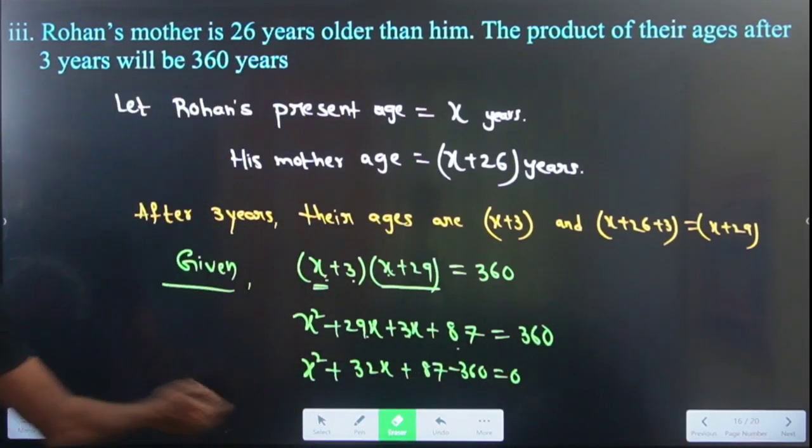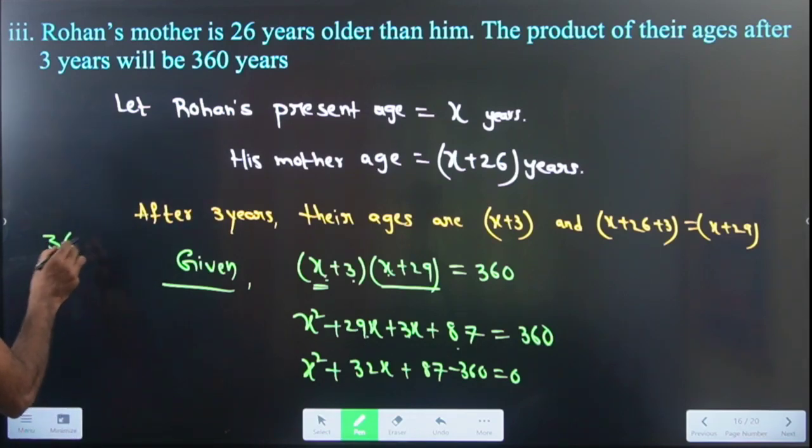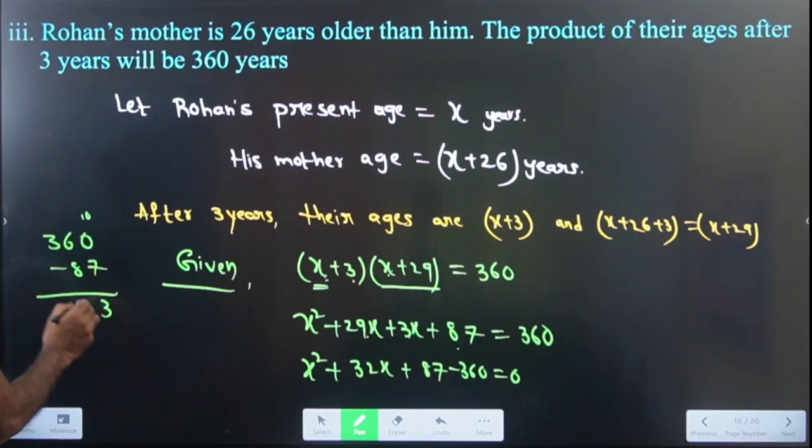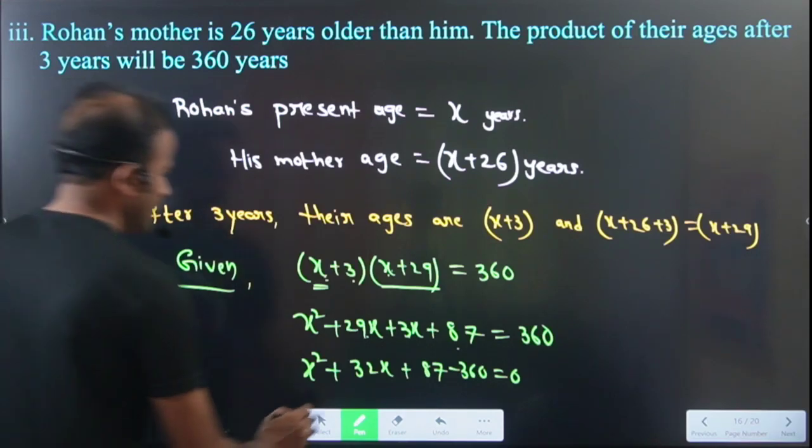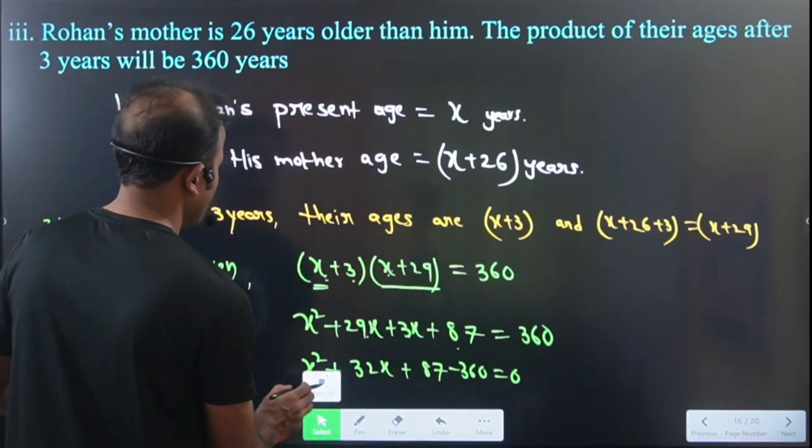If 360 minus 87, do that. 360 minus 87. Okay. You put here 10 minus 7 is 3. Okay. Here 5 will come. 15 minus 8 is 7. And here 2 will come. 273. How much it is? 273. Okay. Now do here.